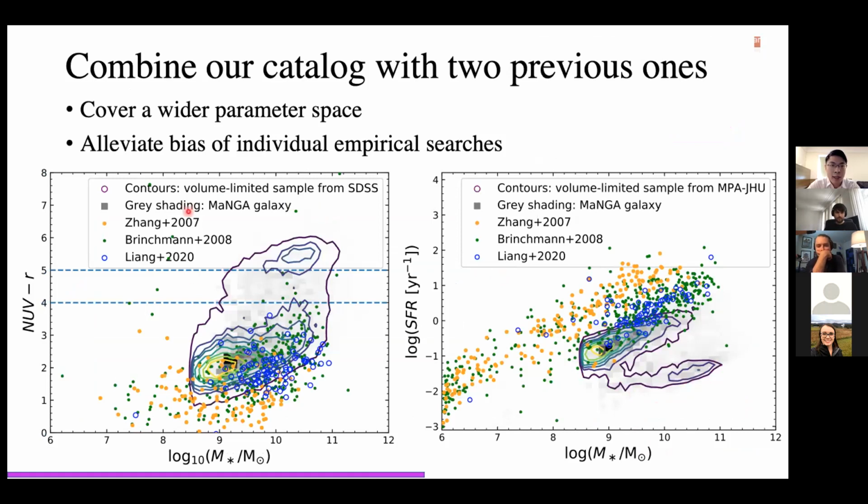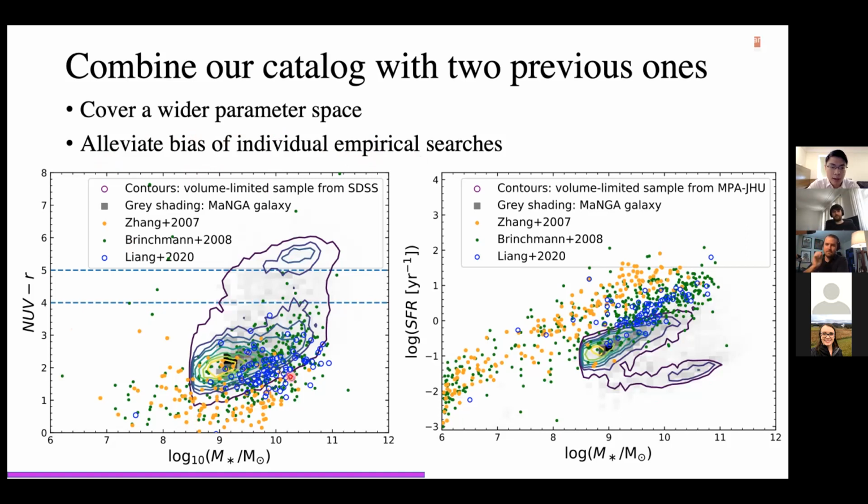Here, I'm actually combining our new catalog with two previous Sloan catalogs to enlarge our sample size. And also, different catalogs actually have different biases from their different empirical searches. So this combination can help us to cover a wider parameter space as well as to alleviate the bias of empirical searches. So on the left, you can see the color-mass diagram.